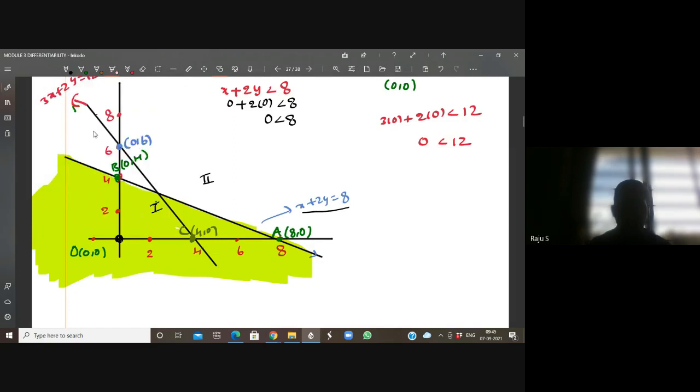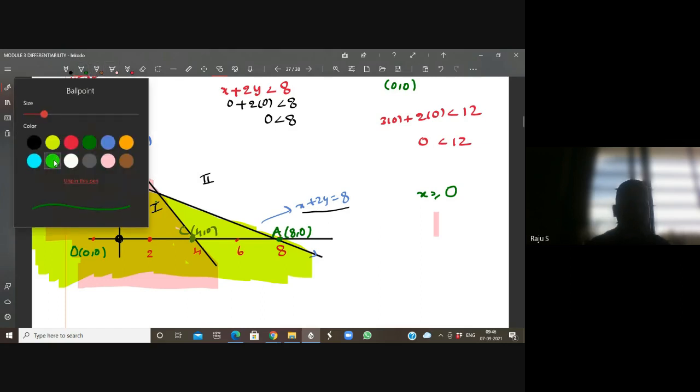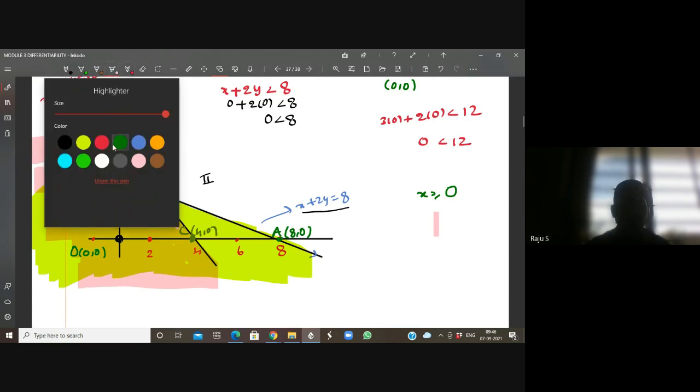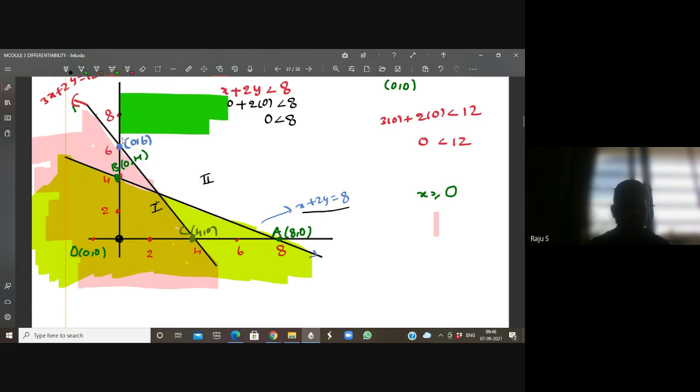What is the region we'll take? Fine, next one. It has both the lines. Part one means it is the unbounded region we got. But they have clearly given the non-negative restriction x ≥ 0. What is the x ≥ 0 region, student? x greater than 0 means the region to the right side of the y-axis.